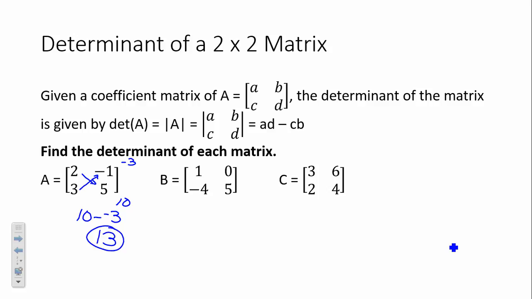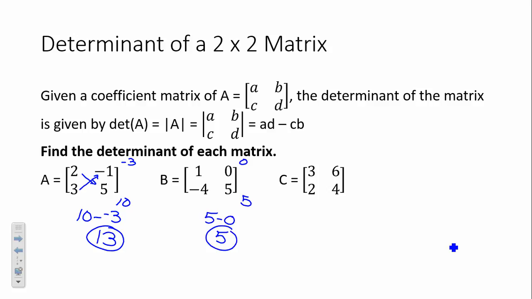Easy enough, right? Our second matrix B is a 2 by 2. It has to be a square matrix, 2 by 2 or 3 by 3, to be able to find the determinant of it. And when we multiply on the main diagonal, we get 5. Minor diagonal, so 5 minus 0, 5.